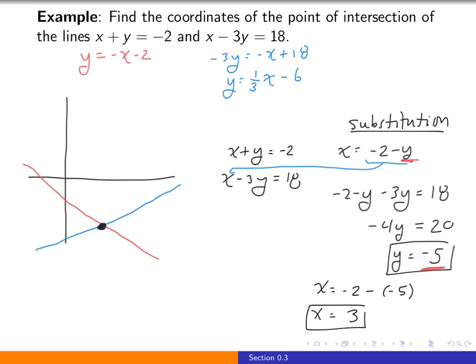Putting this together, the coordinates of our point of intersection is the point 3 comma minus 5. And as a reminder, we can see this in our picture. It corresponds to the point where those two lines intersect.